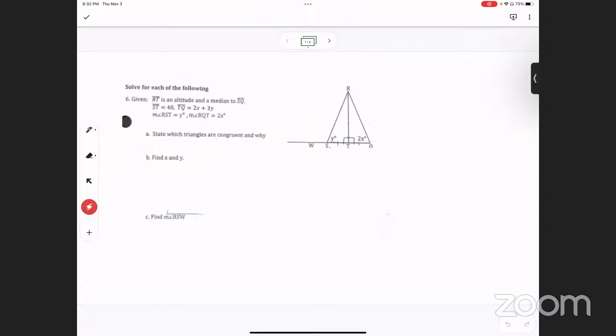All right, so if we know that this is the altitude, that means that that's a right angle, good. That means these are equal, good. They're telling us that ST is 40, so that's right here. TQ, that's Q, I'm assuming, right? 2x plus 3y. So one of our equations is going to be 40 equals 2x plus 3y, right? And then they also say that RST is y, and the other one is 2x.